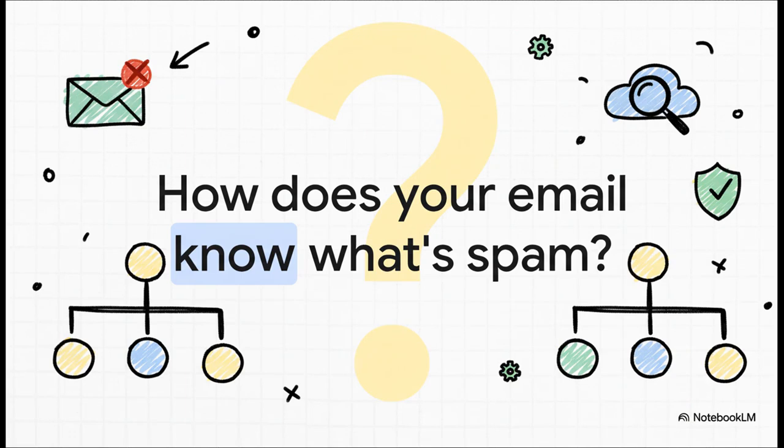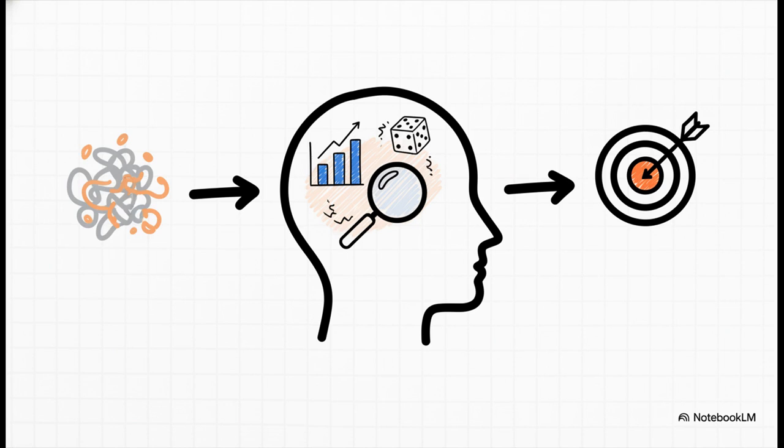You get an email from a supposed prince who needs your help with his fortune, and poof, it's already in your junk folder. How? How did your inbox know to do that? Well, a lot of the time, the secret isn't magic at all. It's actually a surprisingly simple and powerful algorithm, just playing the odds. Because that's the real secret sauce here.